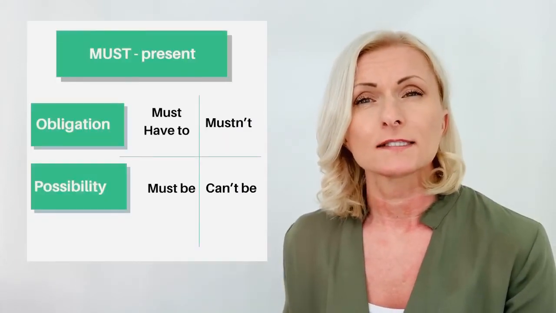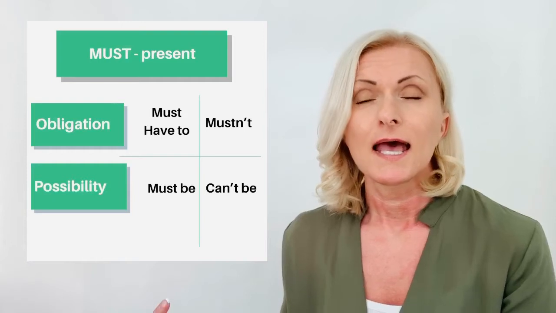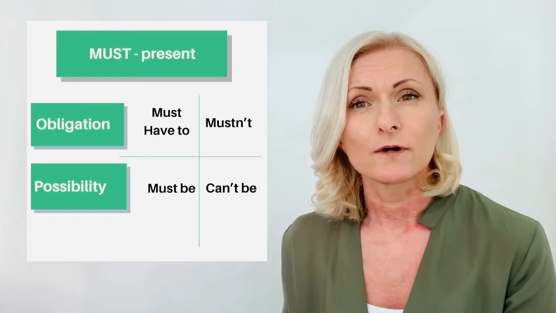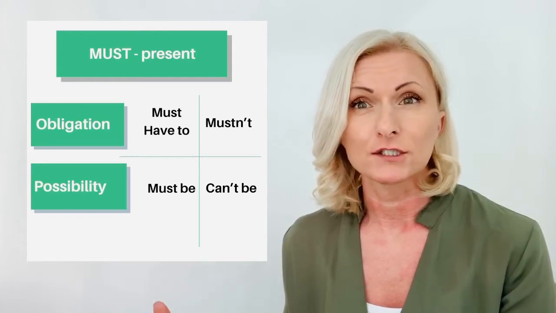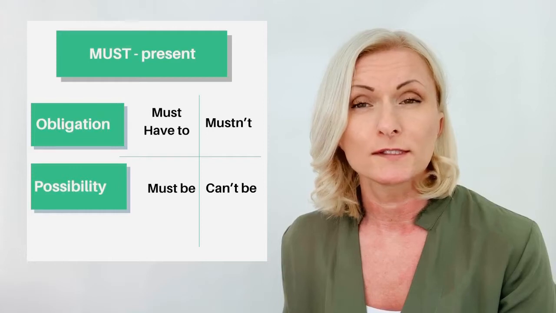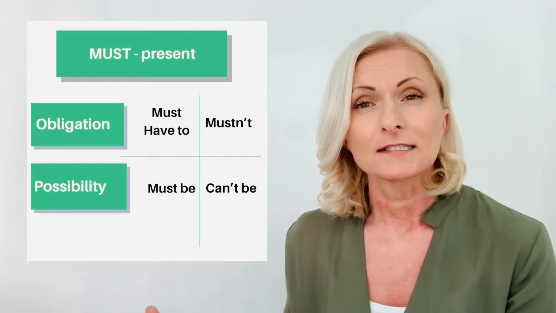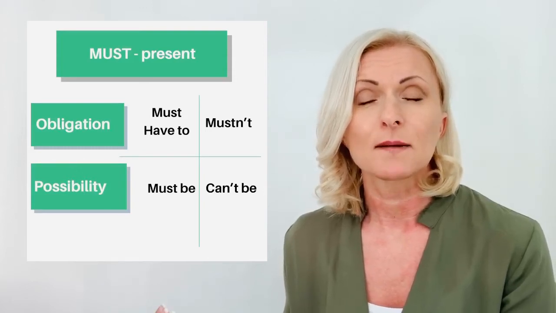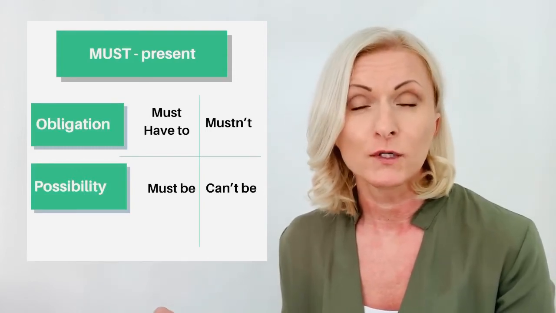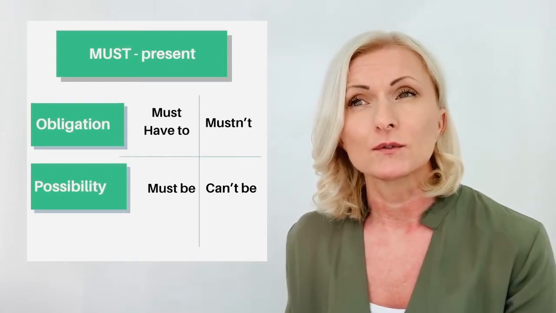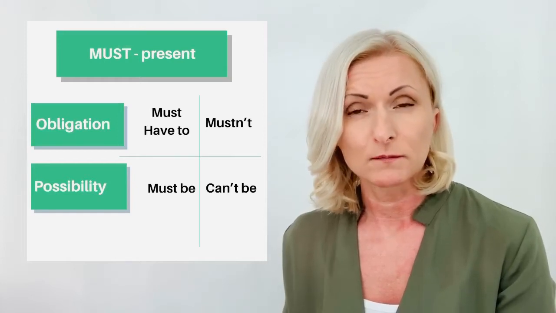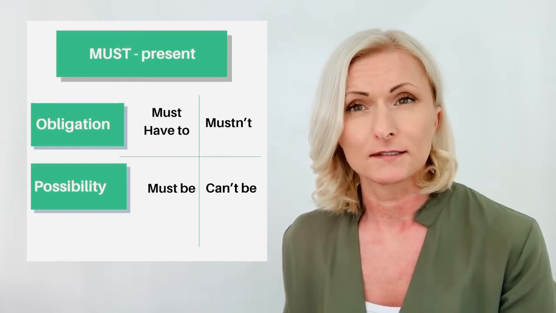So just to sum up, we have looked at must in the present, and we have looked at using must for two different functions. One of these functions is to describe obligation, in other words, to describe rules. So for present tense, we have two choices. We can use must, or we can replace must with another word, which is have to, to express an external rule, a rule that doesn't come from our decision, but a rule that comes from somebody else's decision.